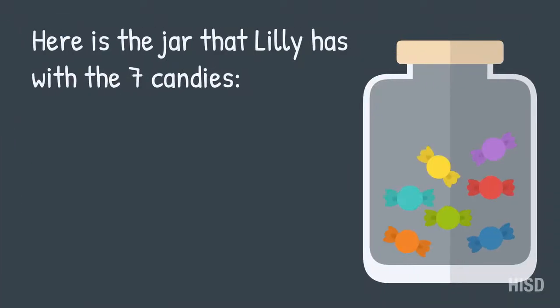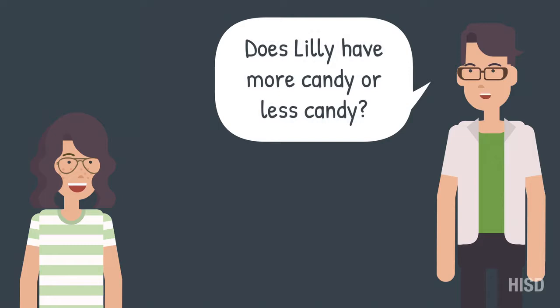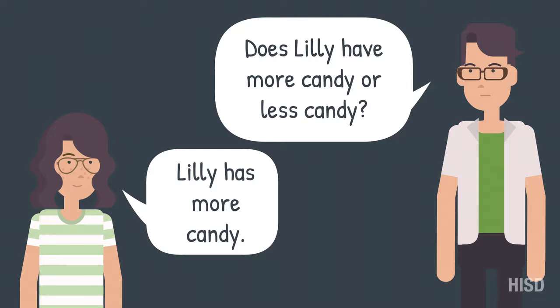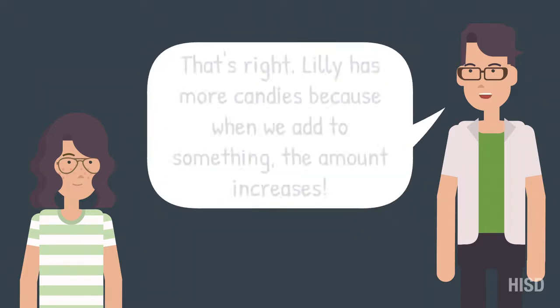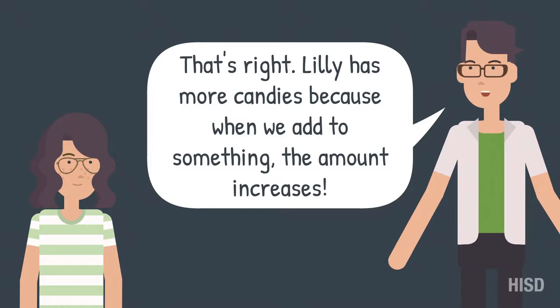Here's the jar that Lily has with the 7 candies. 1, 2, 3, 4, 5, 6, 7. What happens to the candies when Lily's mom gives her 2 more? Does Lily have more candy or less candy? Lily has more candy. That's right. Lily has more candies because when we add to something, the amount increases.